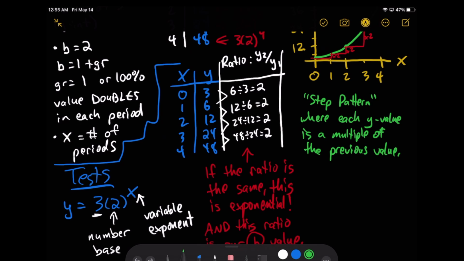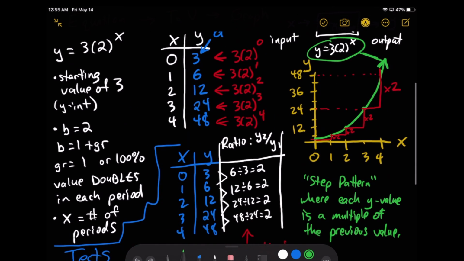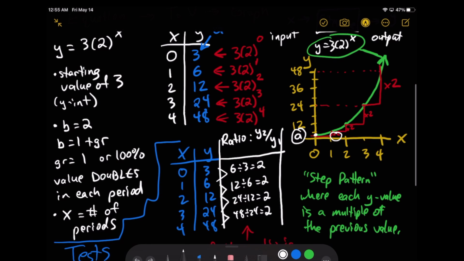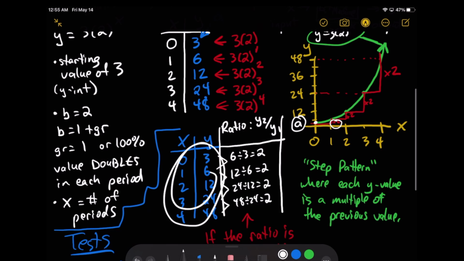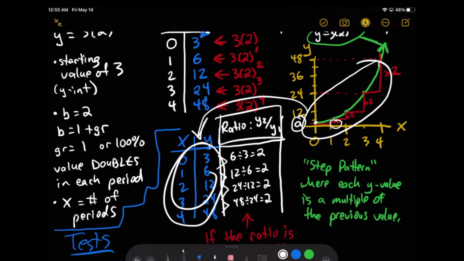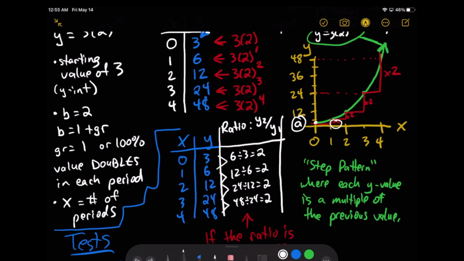So what I really recommend doing is if I give you a graph like this and I say find the equation, well, then I can look right here and find my y-intercept, and that's my a value. And then I'm going to figure out what number I'm multiplying by each time. So really, I would just make a table of values. I would read the points off the graph. I would put it in the table of values. I would do the common ratio test, and find the b value that way. And we can work through an example of that in class if you like.